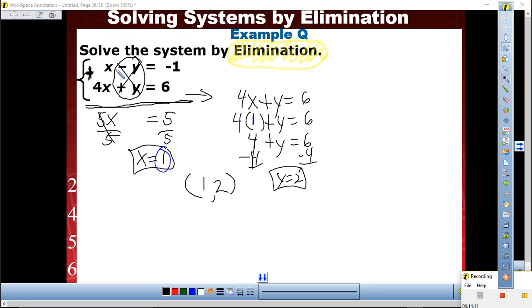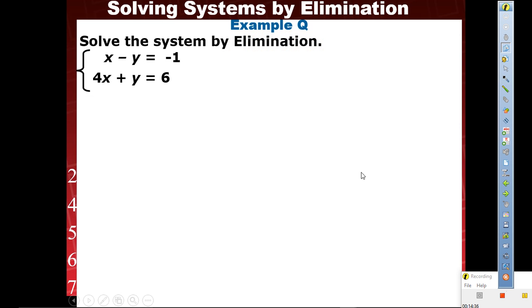Okay, so this method is called what? Elimination. Elimination for an obvious reason, right? Okay, so we go from here to here, from here to here, and the only step that changes in this method is the first step. Is that correct? Yeah. Okay, so with that said, copy this next one, example super Q.